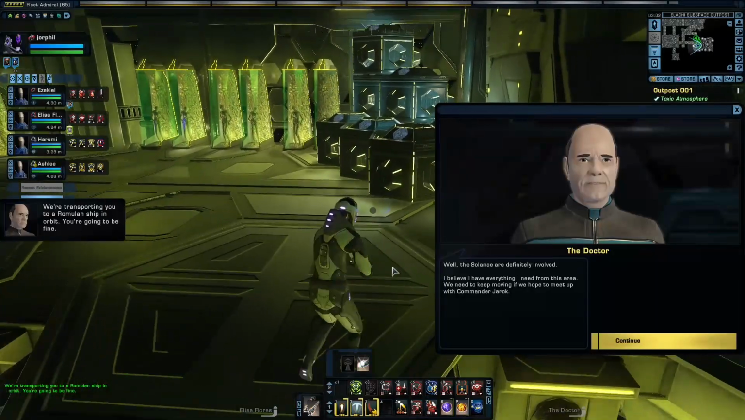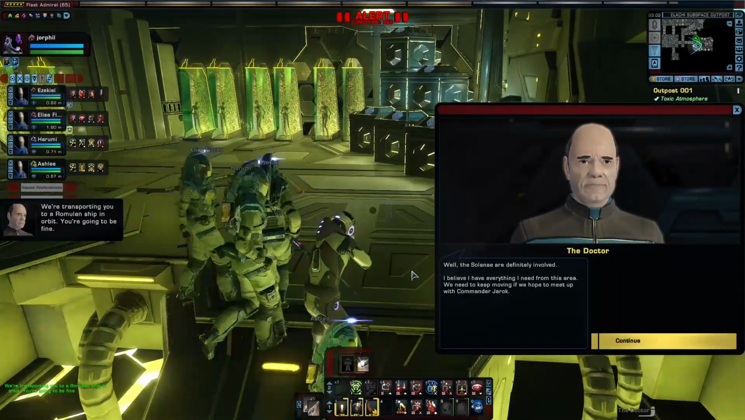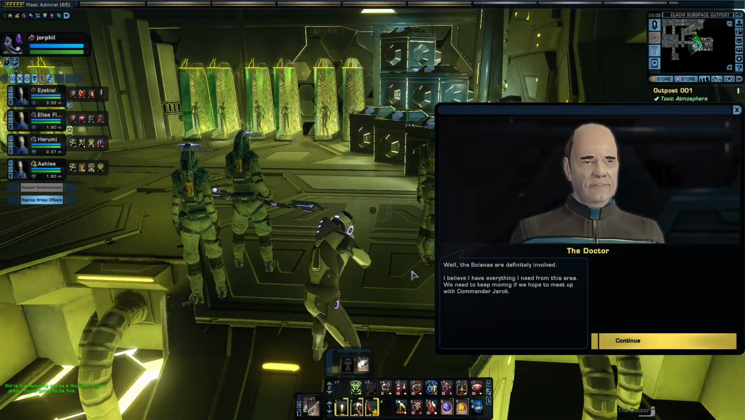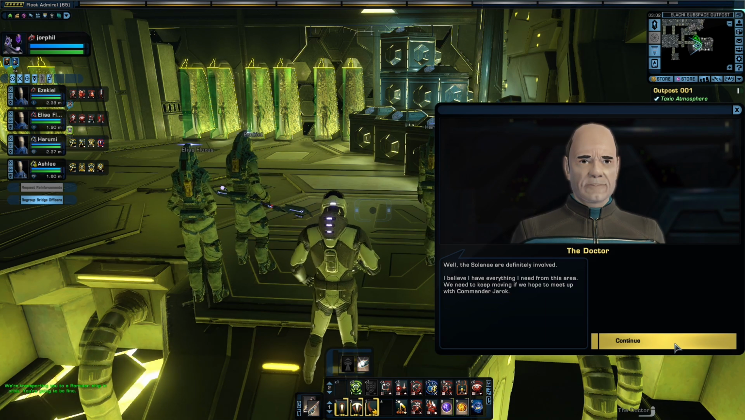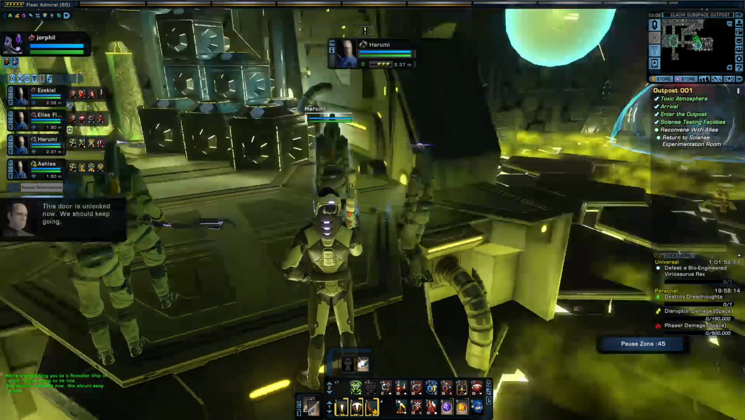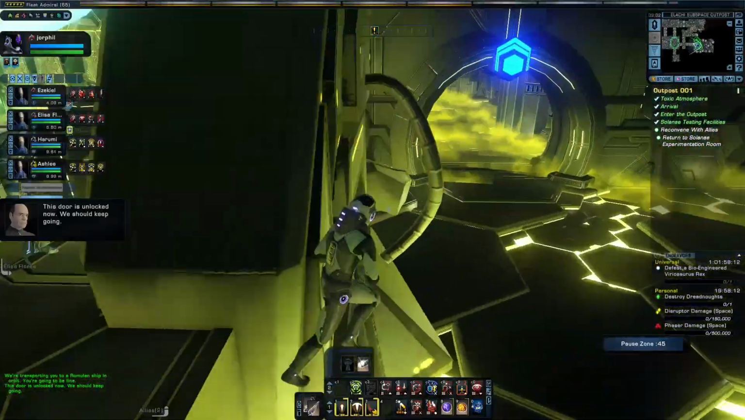Well, the Solanae are definitely involved. I believe I have everything I need from this area. We need to keep moving if we hope to meet up with Commander Jirok. The door is unlocked now. We should keep going.